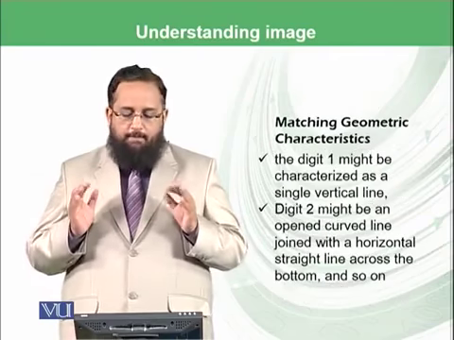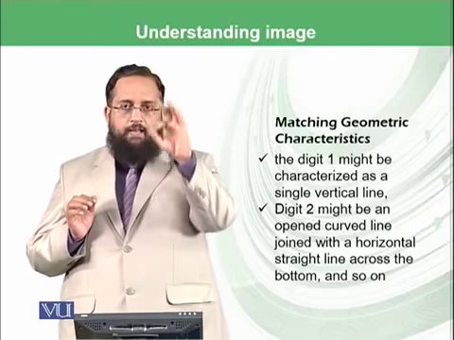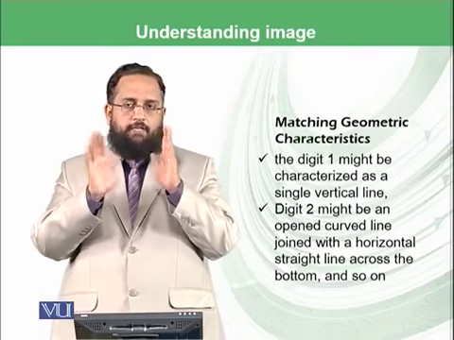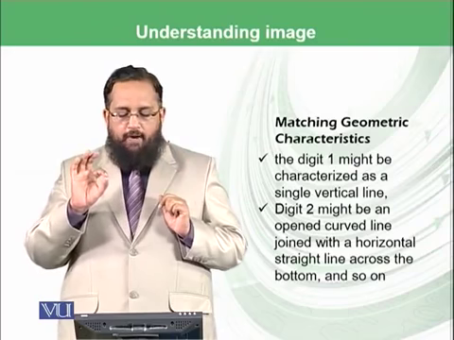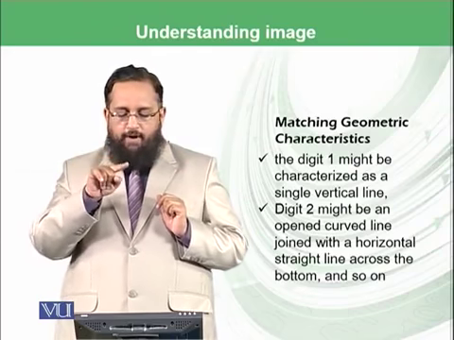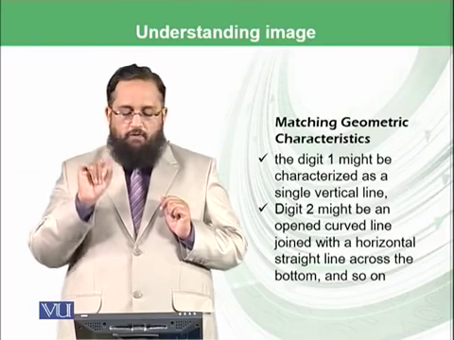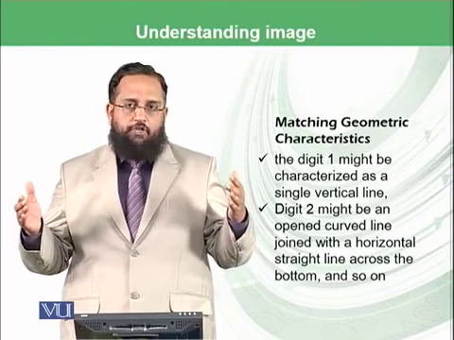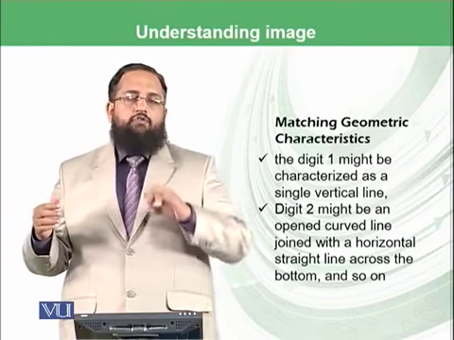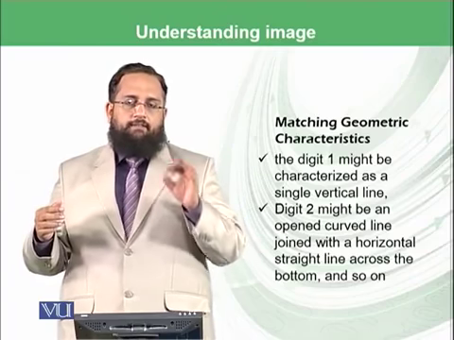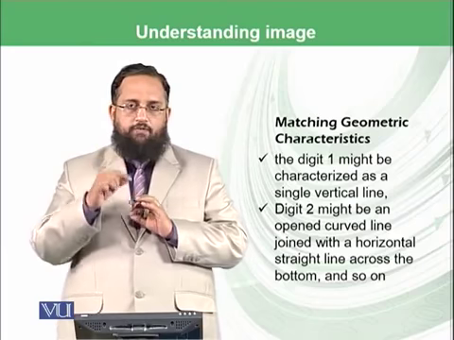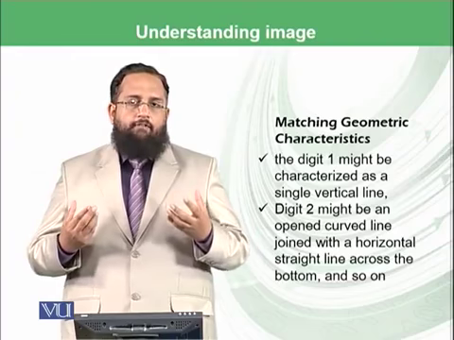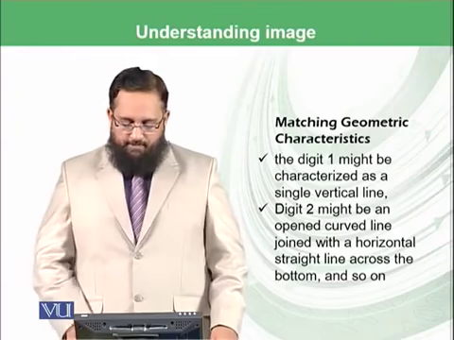The digit 1 might be characterized as a single vertical line. If there is a little fluctuation, for example, that can be handled. The digit 2 might be an open curved line joined with a horizontal straight line across the bottom, and so on. Similarly, we can come up with different geometrical shapes, and after analyzing those shapes, we can say that this is written 1, this is written 2, this is written 4, and this is placed over here and there. This means this technique can be applied on handwritten images of different styles.